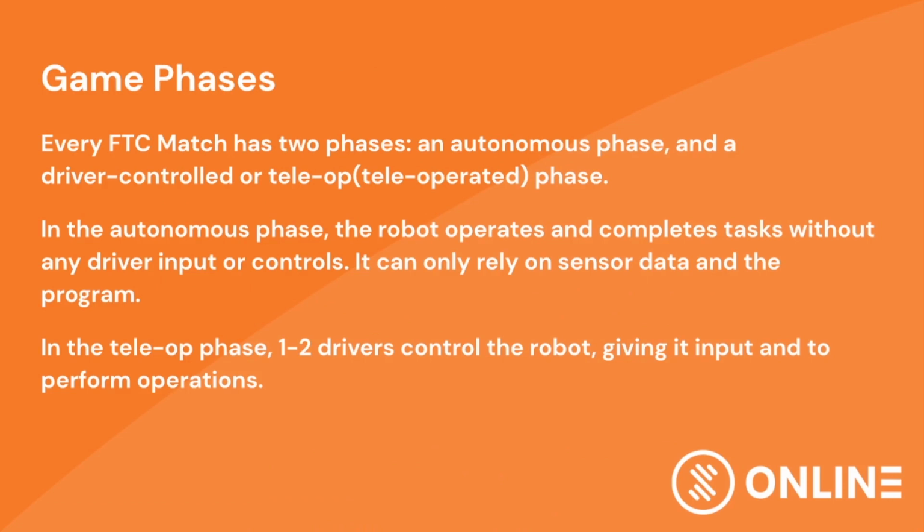In an FTC match, there are two phases, an autonomous phase and a driver-controlled phase, otherwise known as tele-op or tele-operated phase. In the autonomous phase, the robot operates and completes tasks without any driver input or controls. It can only rely on sensor data and the program. In the tele-op phase, there are one or two drivers that control the robot, giving it input to perform operations.